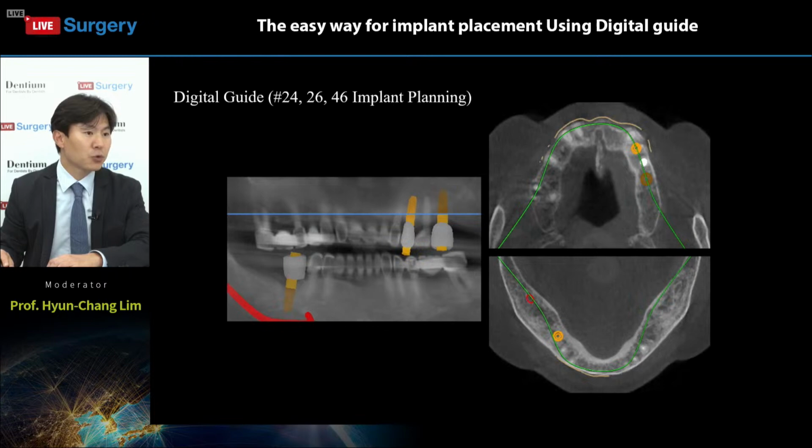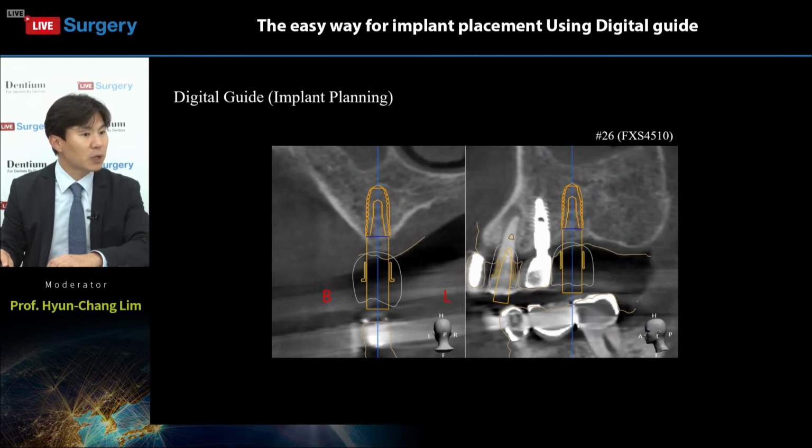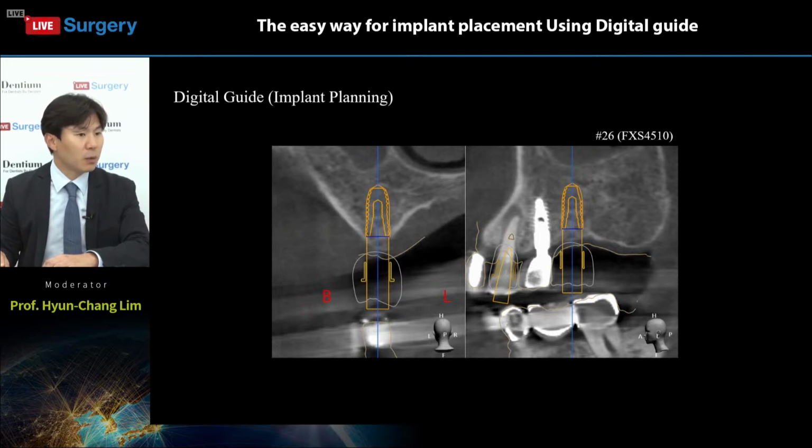And this is the planning for producing the digital guide. Let's see Dr. Park's plan. For the 24 area, the implant will be placed palatally for primary stability, leaving a gap between the implant and the buccal bone surface. And the gap, I think, will be filled with a bone substitute material. And this is planned for the 26 area. He will place the implant subcrestally. I think he wants to avoid bone augmentation procedure here.